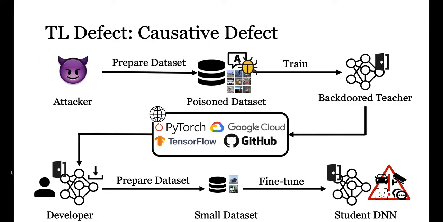DNN backdoor is a typical example of causative defect. In this scenario, the attacker intentionally poisons the training data. Then, the trained teacher model contains a special backdoor. After the developer fine-tunes the student model, the backdoor remains and becomes a threat to the downstream application.